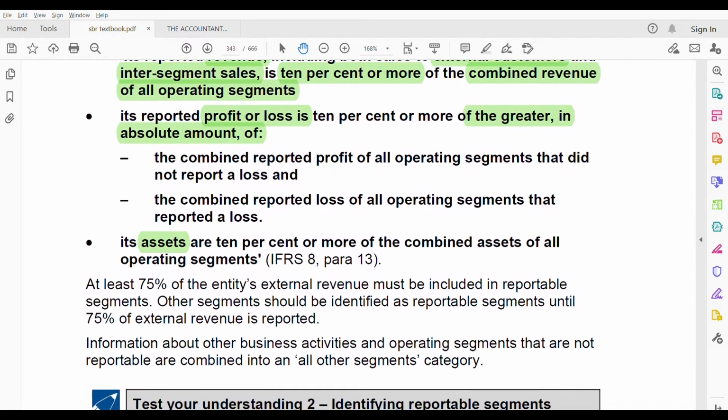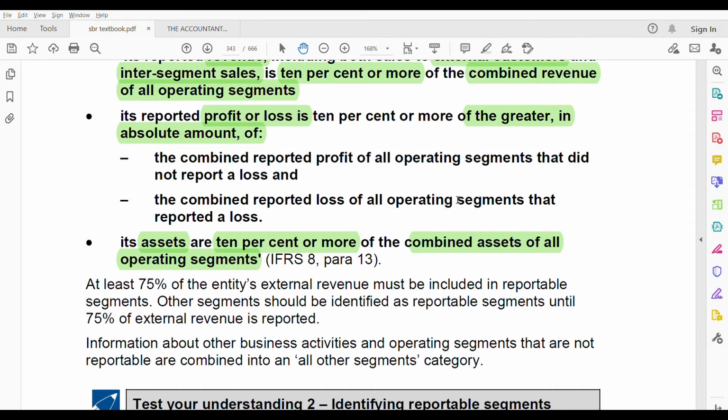Next, assets. The one easy thing is that everything is 10% or more, whether it is assets, profit or loss, or revenue. So this is one of the easiest things for you to remember. 10% or more of the combined assets. You combine all the assets of all operating segments and see whether the asset is 10% or more or not for that segment.